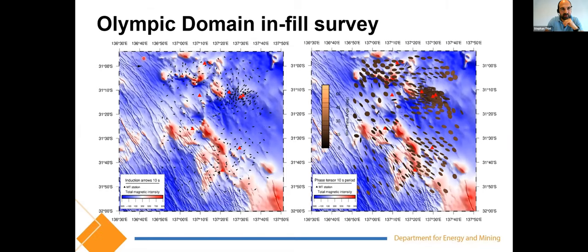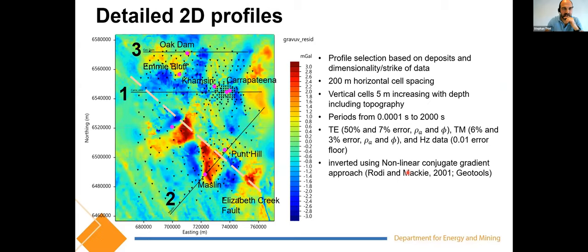This is plotted across some of the magnetic anomalies, and you can see the phase tensors here really nicely aligning with some of the dikes that are cutting through the area and some of the major fault zones that run around here, where you have a very different response of the phase tensors in the northeastern part as opposed to the southern part. That's just the data.